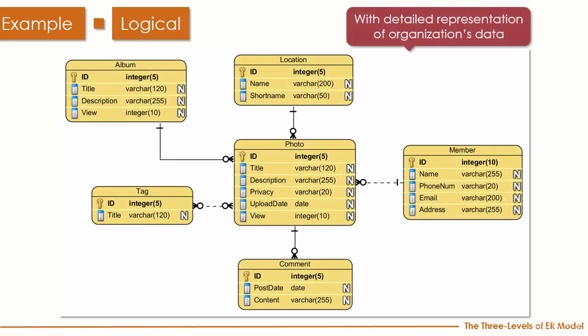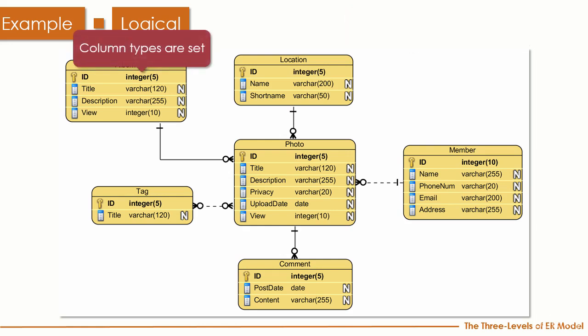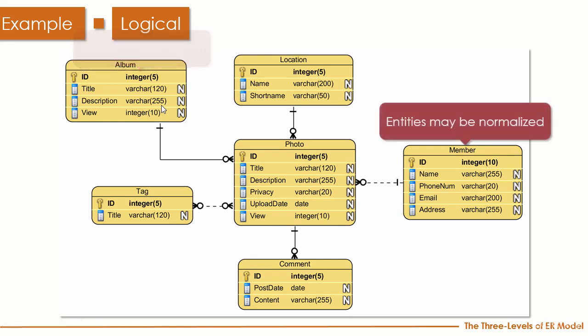When we move on to the logical model, we have a more detailed representation of the data and the structure of the data. And we set the data type. We basically identify the type to store certain information. And the entity may be normalized.